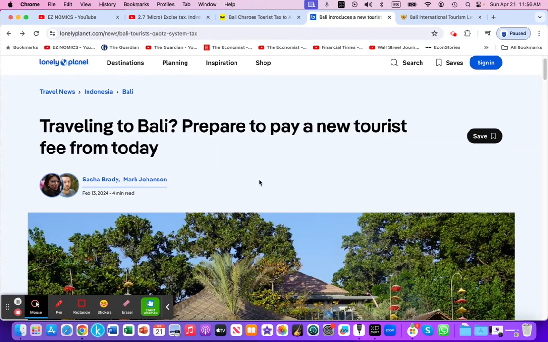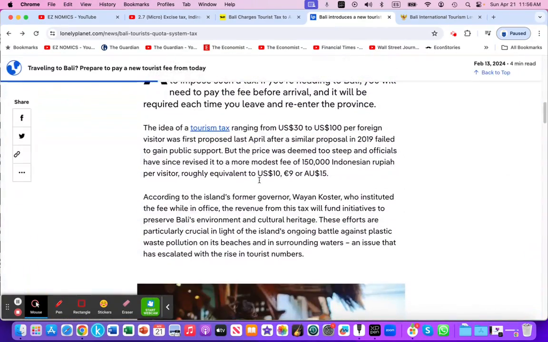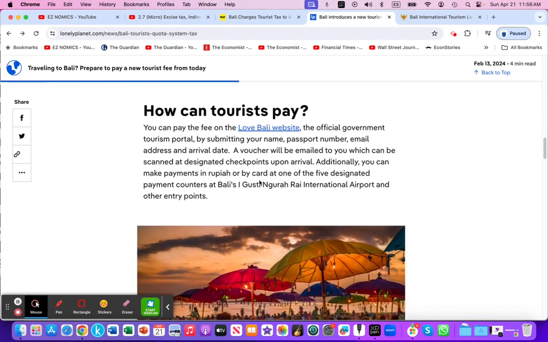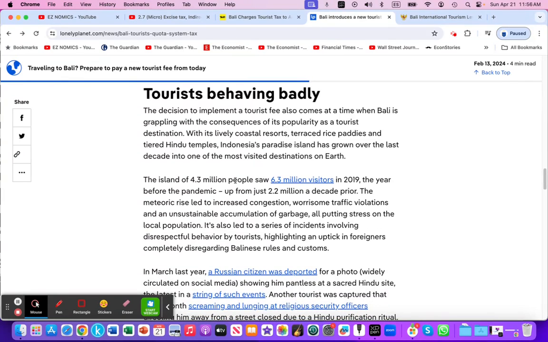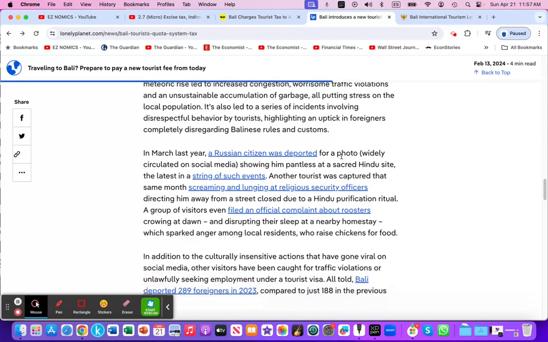Here's another article from Lonely Planet, also focusing on the imposition of this tax on tourists. It goes on to how tourists can pay to the government, and also explains why Bali would prefer less demand by tourists for their services. Again, some numbers. The island of 4.3 million saw 6.3 million people visit in 2019. This is the year before the pandemic, up from just 2.2 million a decade prior.